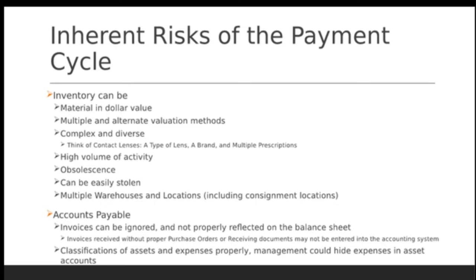In the accounts payable cycle, invoices can be ignored or not properly reflected on the balance sheet. So all it takes is someone to put an invoice that they don't want to reflect on the balance sheet in a drawer and hold on until after the auditors leave, then bring it out and pay it or enter it into the system. Classifications of assets and expenses need to be done properly, and management could hide expenses as assets to try to make the financial statements look good. So you're going to be looking at those classifications of the payables that are entered.